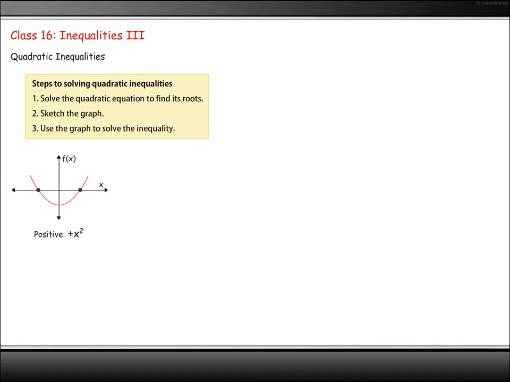You have drawn quadratic functions in the Junior Cert. A quadratic function with a positive x squared coefficient is U-shaped. An example is f of x is equal to x squared plus 2x minus 1.